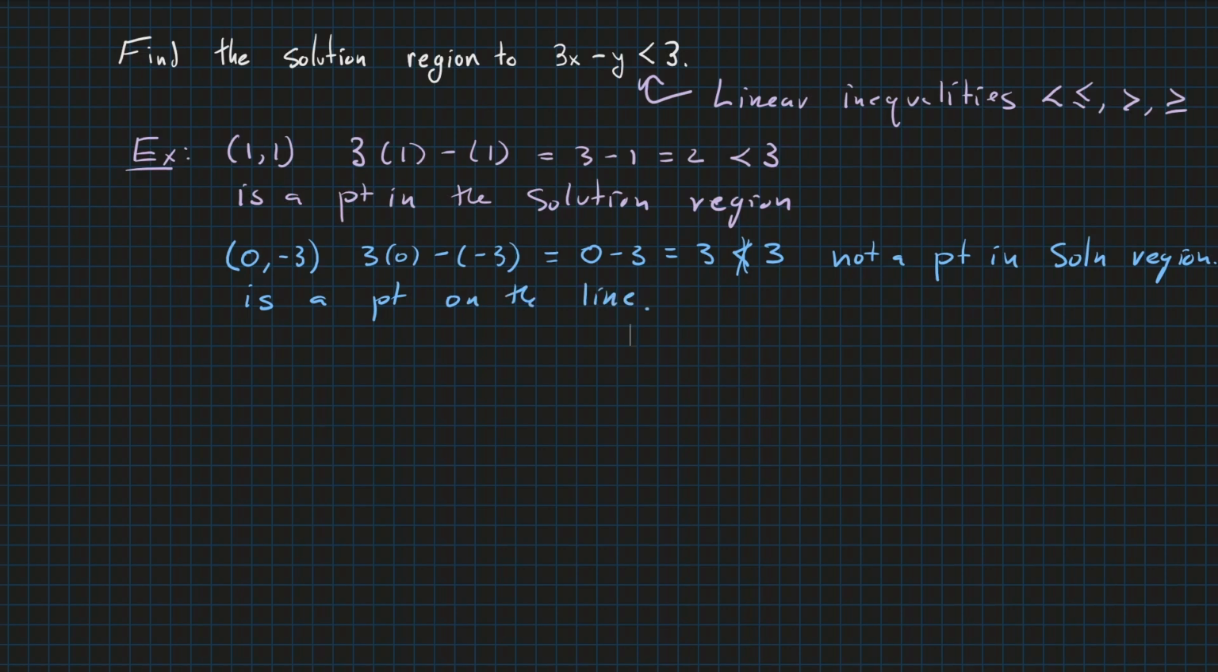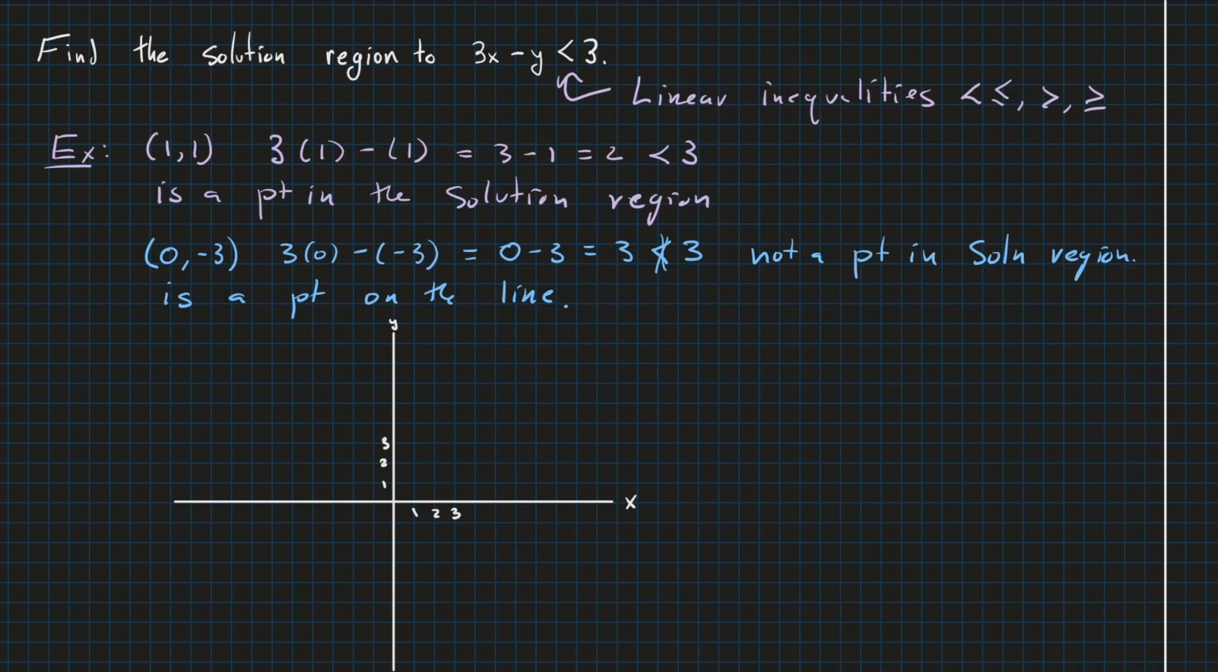So in this case, we would want to include the region that has the point 1, 1 in it, but not include the line itself, which includes the point 0, negative 3. 0, negative 3 is on the line if that was an equal sign instead.